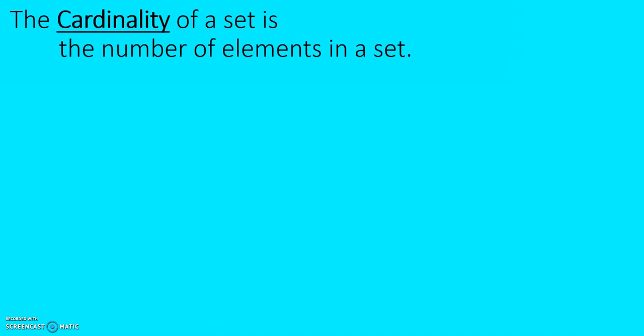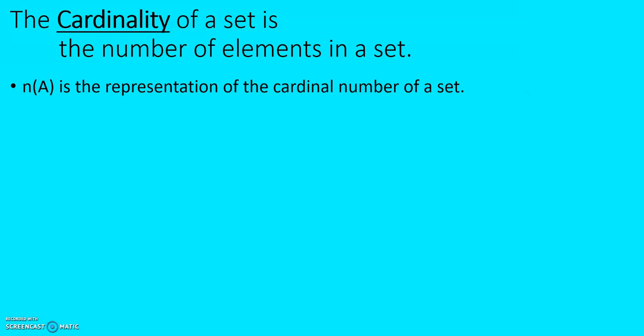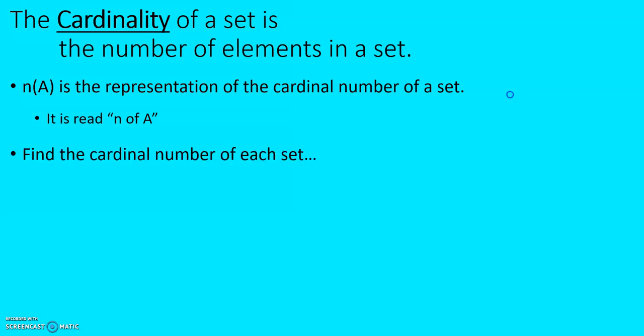The cardinality of a set is the number of elements in the set. n(A) is the representation of the cardinal number of a set. It is read "n of A."